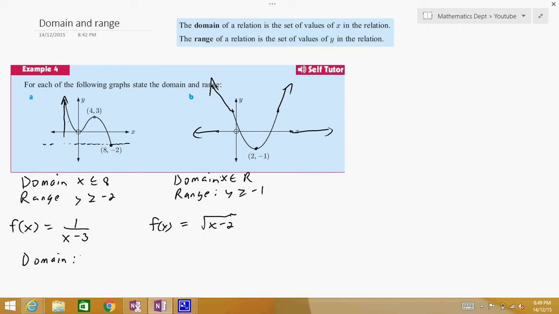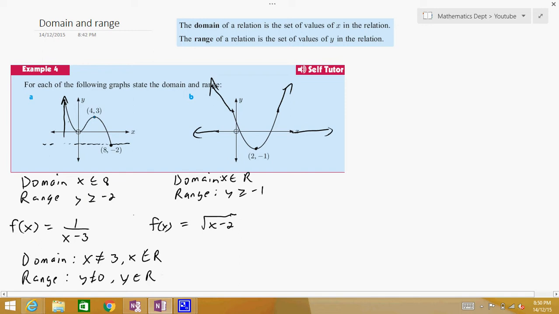But could I put 3? 1 over 3 minus 3. Oh, that gives me an error on my calculator. So that tells me the domain is x does not equal 3, but x does belong to all other real numbers. And the range for this one, well, if we look at it, it will never equal 0, so y cannot equal 0, but it could belong to all other real numbers.